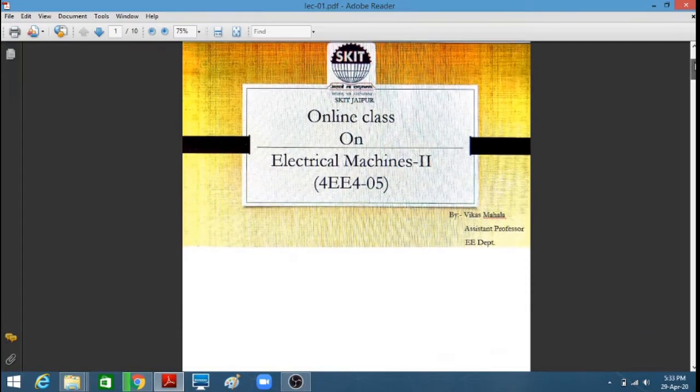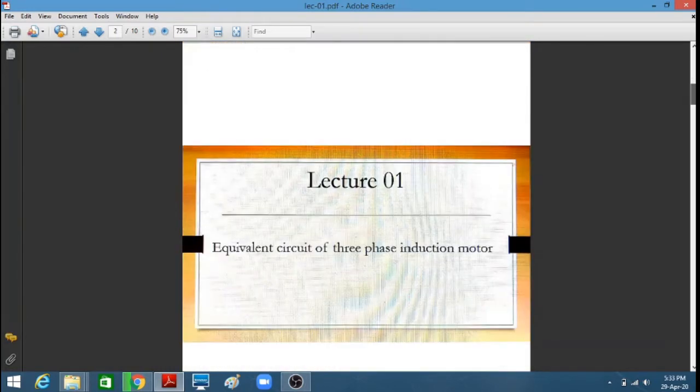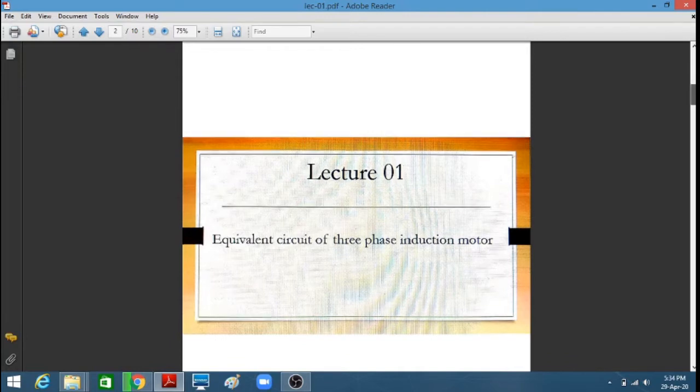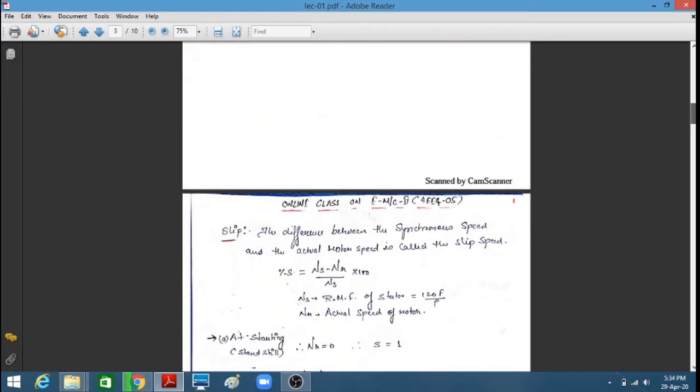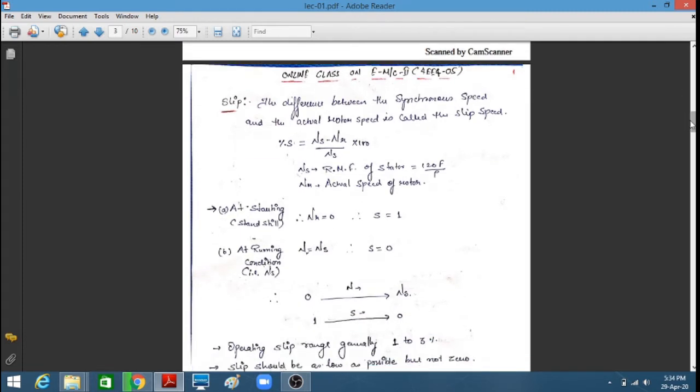We will be studying today lecture 1, that is the equivalent circuit of a three-phase induction motor. We will be making the final equivalent circuit of the induction motor in this first lecture. Before making our equivalent circuit, we need to know some basic quantities. We have discussed this in previous classes.